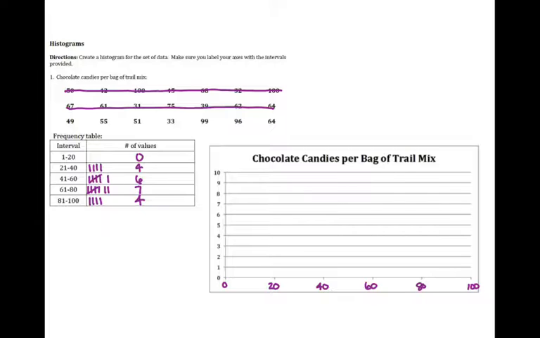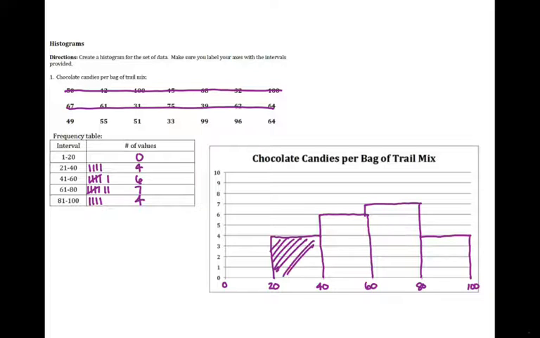So from 0 to 20, I didn't have anything. From 20 to 40, I had 4. So this bar is going to go all the way up to 4. For 40 through 60, I had 6. So this one's going to go up to 6. 60 to 80, or 61 to 80, I had 7. And finally, 80 to 100, 81 to 100, I had 4. And there is your histogram.